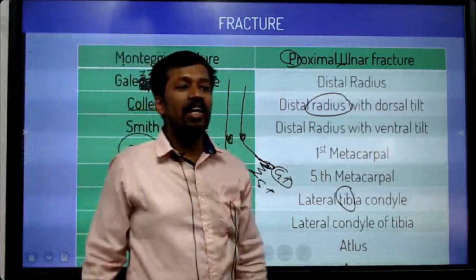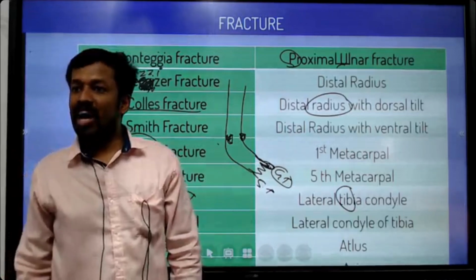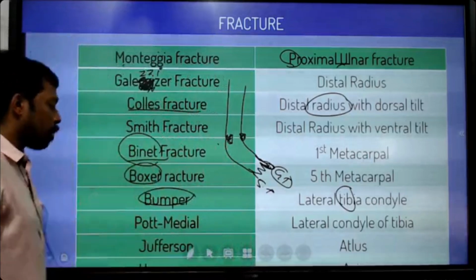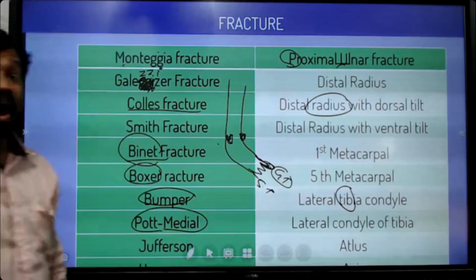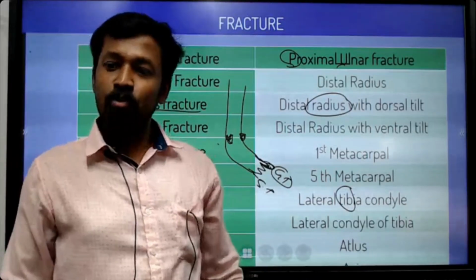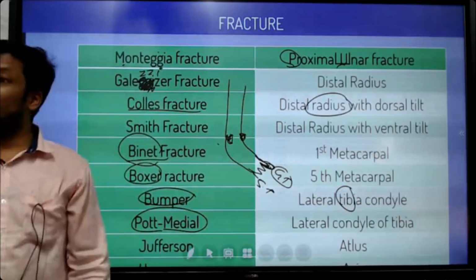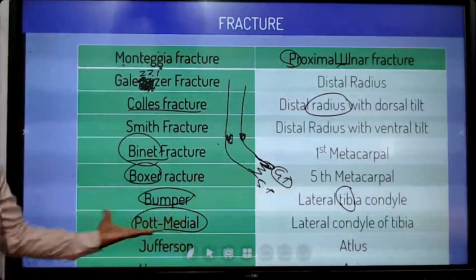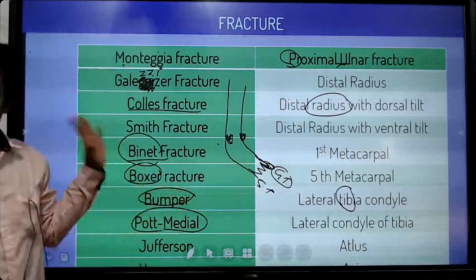Lateral tibial condyle area. Where is the lateral tibial condyle fracture? Here. That is called bumper fracture. What is pod fracture? The pod spine is there. Pod spine is different, isn't it? This is pod fracture. The pod spine is in the tibia. Okay, fine, that is different. So here, what is pod fracture? This is the commonest question.